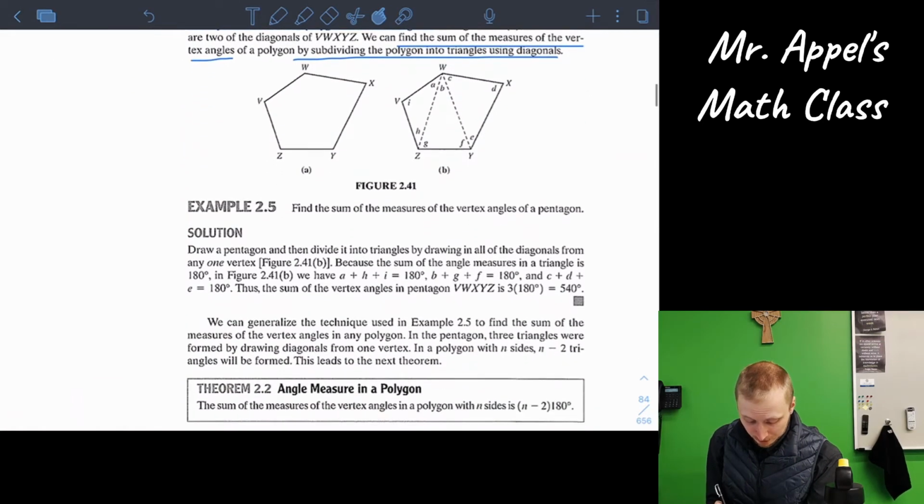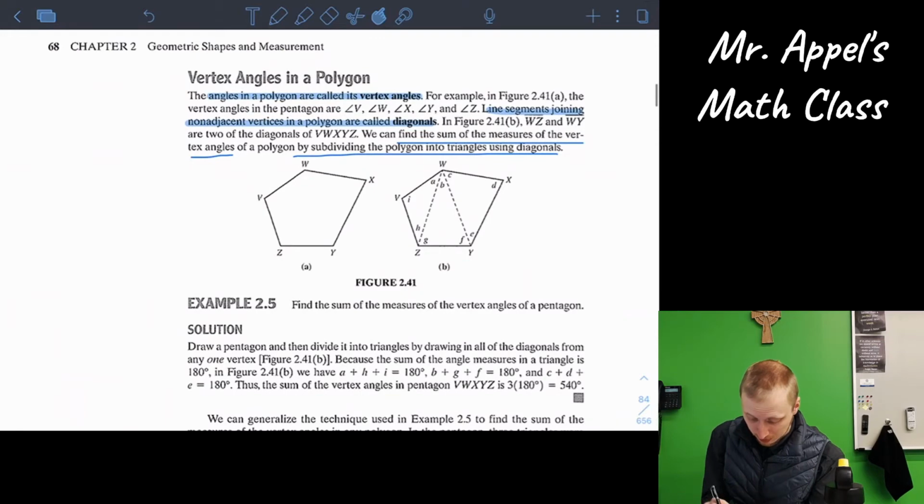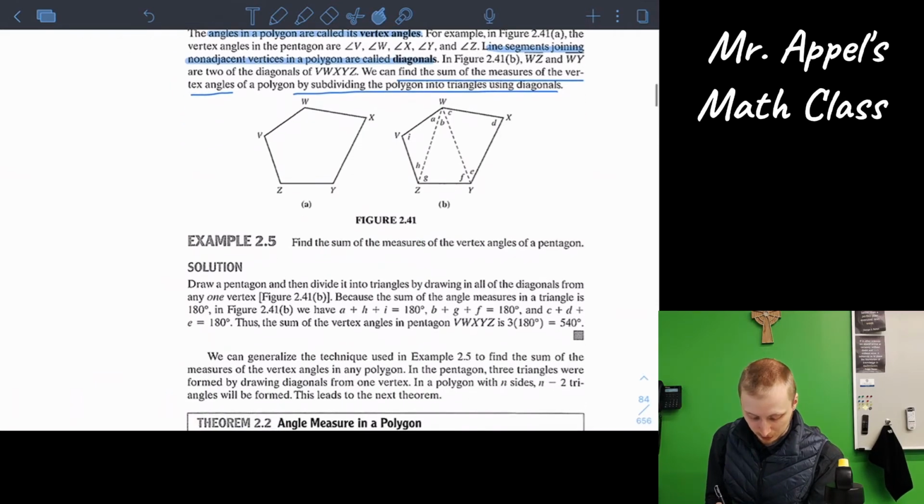Okay. So how about this guy? For a pentagon, how do we do it? Find the sum of the measures of the vertex angles of a pentagon. Draw a pentagon and then divide it into triangles by drawing in all the diagonals from any one vertex, okay? Like they did in 241b. From one vertex. You could, of course, draw many more diagonals, but we're just going to focus on one vertex, all the diagonals. So that will divide it perfectly into exactly, in this case, 3 triangles.